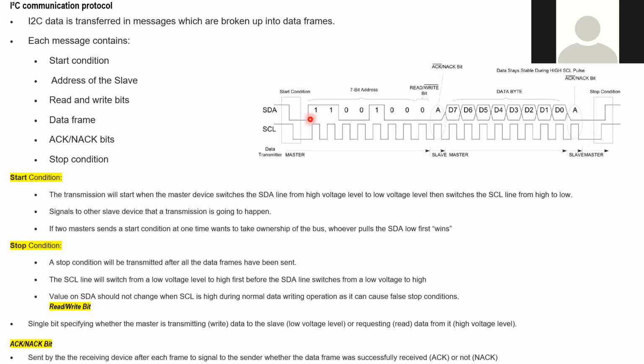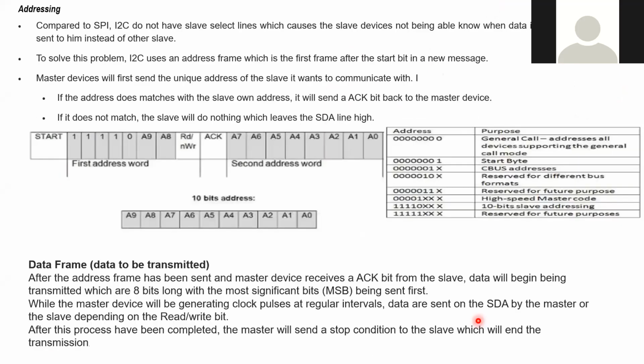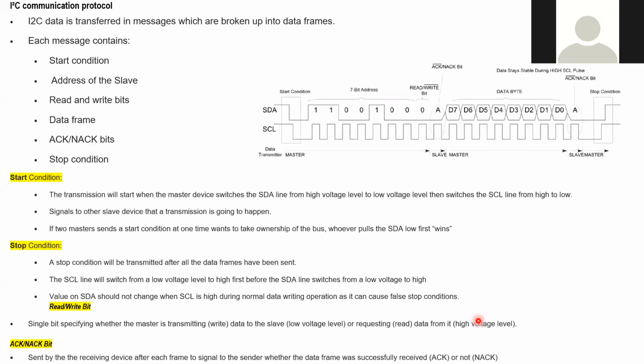Start condition, address of the slave, next read and write, data frame, acknowledgement or NACK, and stop condition. Two acknowledgements: one for receiving the data bit and another for checking the address. Yes, ma'am. Okay, good, Vijayshri. Now you have to understand what I have explained: start condition, stop condition, read and write, and the acknowledgement bit, whether it is successfully received or not.